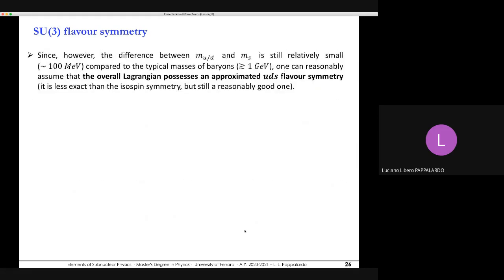However, the difference between the up and down masses and the mass of the strange quark is still relatively small, of the order of 100 MeV, compared to the typical masses of baryons, which are above 1 GeV. So one can reasonably assume that the overall Lagrangian does possess an approximate UDS flavor symmetry, which is, of course, less exact than the isospin symmetry, but still a reasonably good one. So this is our starting point, our assumption.